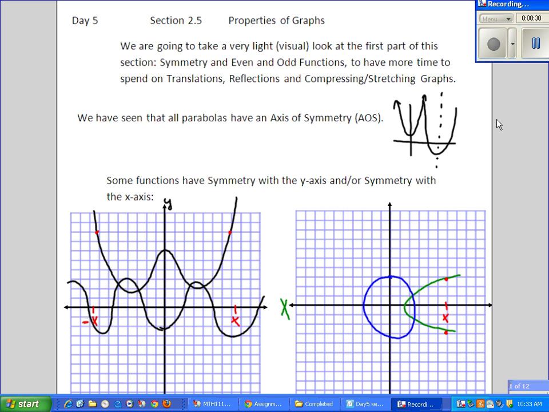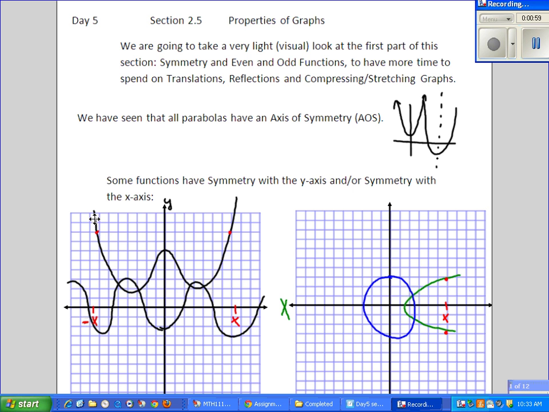Now we already know that parabolas have an axis of symmetry. For any parabola, there's a vertical line through the vertex that, if we fold the graph over, it's a mirror image of itself. If a parabola happens to have its vertex on the y-axis, then we say that the axis of symmetry is simply the y-axis. And so what we're looking at specifically today are functions that have symmetry with the y-axis besides the parabola.